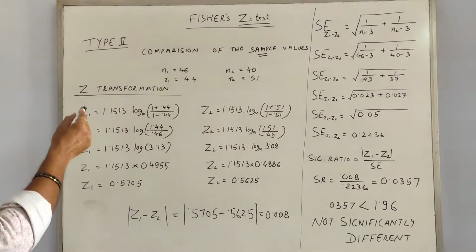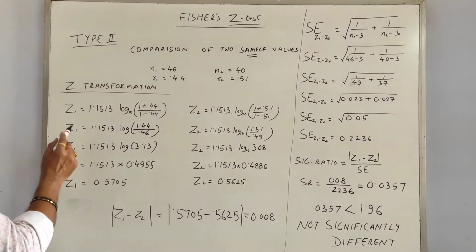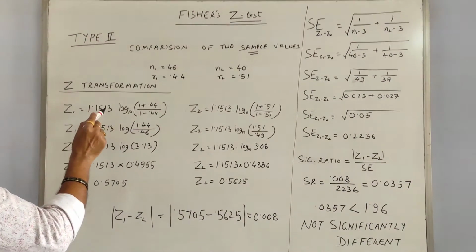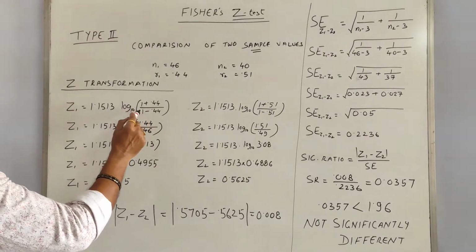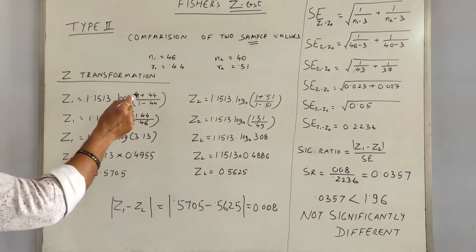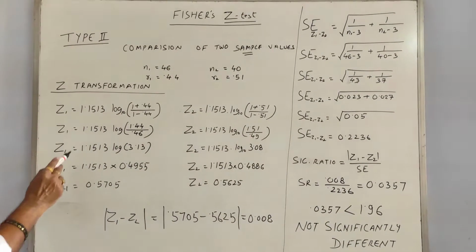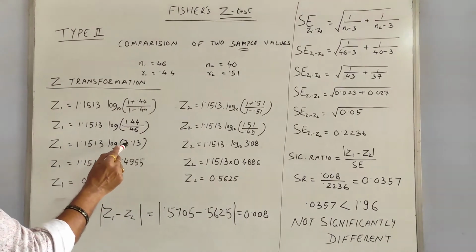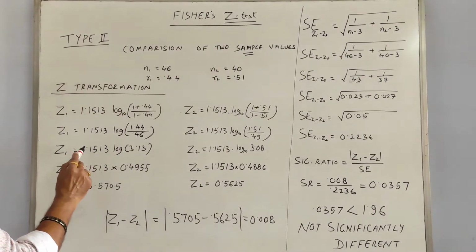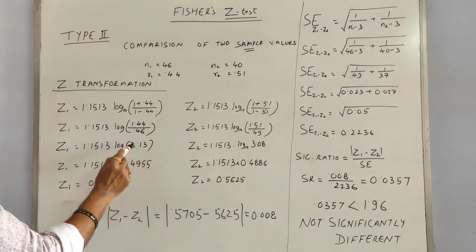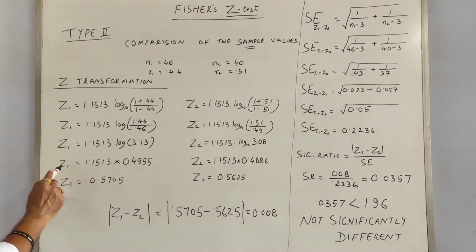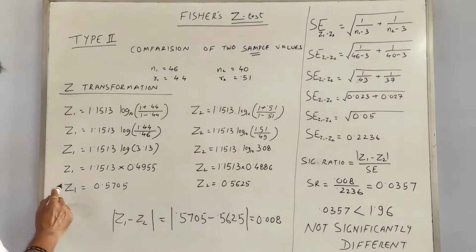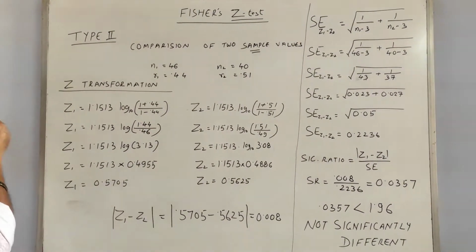What we have to do? Like in other questions, we have to put the values in the formula. Here instead of Zr, it will be Z1. So 1.1513 times log of (1 plus r1) divided by (1 minus r1) to the base 10. Applying the formula, it will be 1.44 divided by 0.46, which comes to log of 3.13, multiplied with 1.1513. Log of 3.13 is 0.4955. So Z1 will be 1.1513 into 0.4955, so Z1 will be 0.5705.